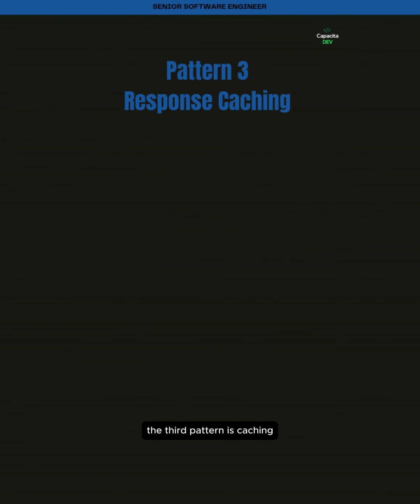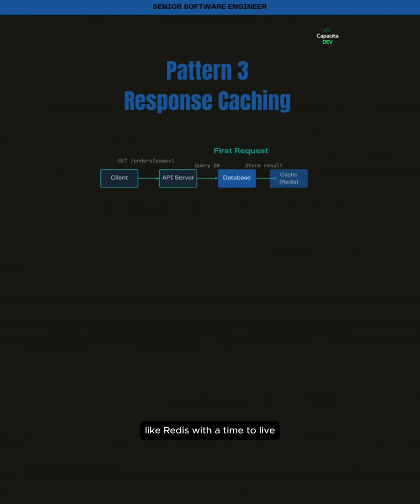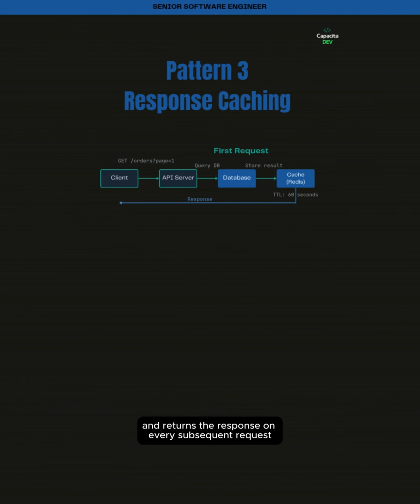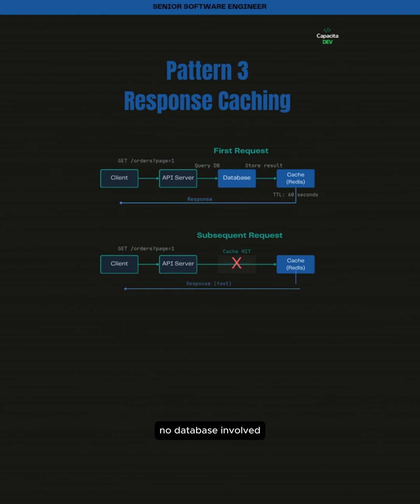The third pattern is caching. On the first request, the API queries the database, stores the result in a cache like Redis with a time to live, and returns the response. On every subsequent request for the same page and same filters, the API returns from cache. No database involved. Response time drops from seconds to milliseconds. The trade-off: cached data may be stale. You need to define the acceptable staleness window for your domain.